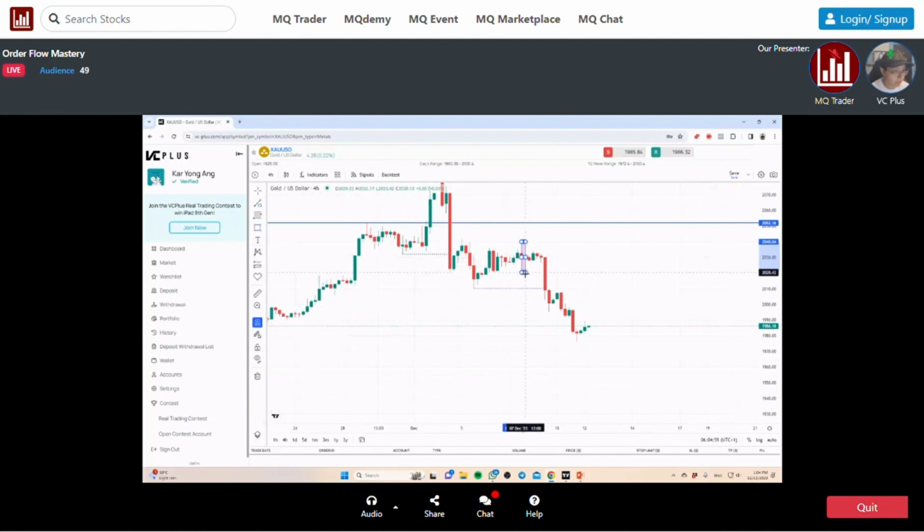Okay, this zone, right? Of course, why? The market had a break of structure. Where is the previous pullback? Somewhere there, right? That's the supply zone. Do we have a fair value gap? We have this fair value gap area here as well.